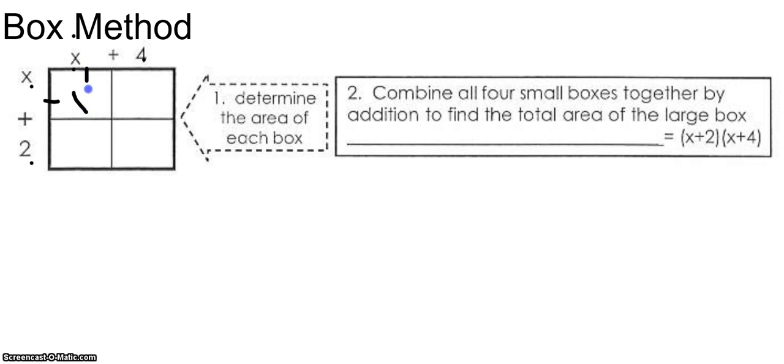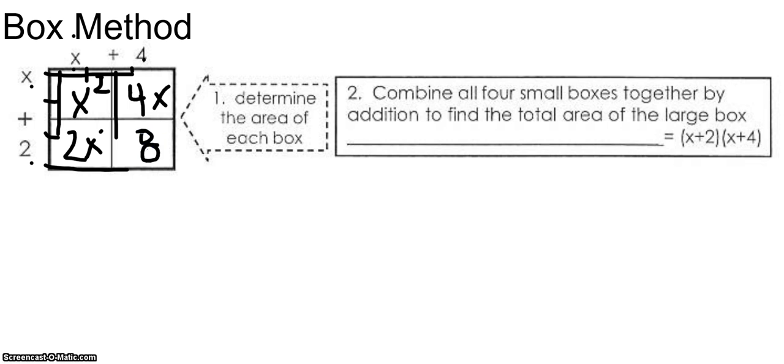So to complete the box method, I need to do x times x to fill in this box, and when we do that, we have x squared, because remember we add the exponents. And then again, I'm going to drop down this x times the 2, so I'm going to get 2x. And then I'm going to slide this guy over, and I'm going to bring this guy down, so that's x times 4, so that's 4x, because we always write the number first. And then last but not least, I'm going to do this 4 times this 2 to get 8.